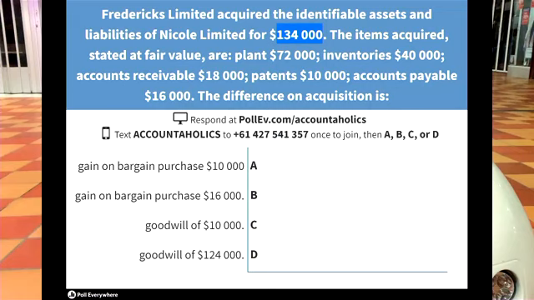That 10,000, would that be goodwill or gain on bargain purchase? Let's see. The consideration transferred is 134, and the fair value of net assets acquired is 124. So the consideration is greater than the net assets. They pay more, so they didn't get a gain. They should recognize, not a loss, but goodwill. That's the goodwill of 10. The answer should be C.